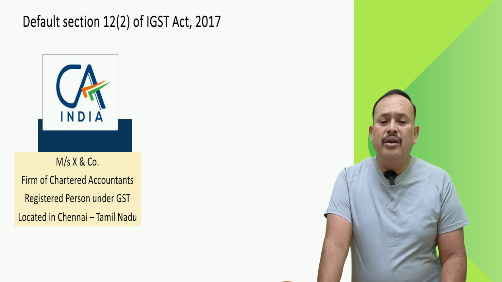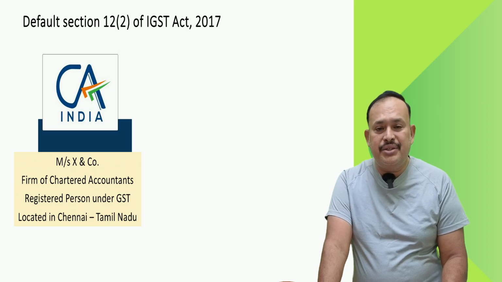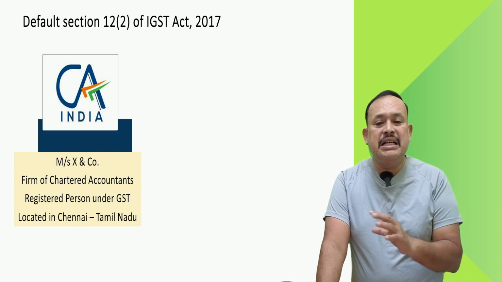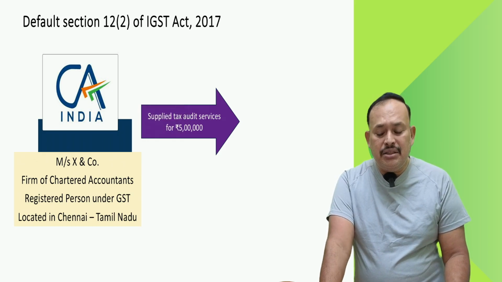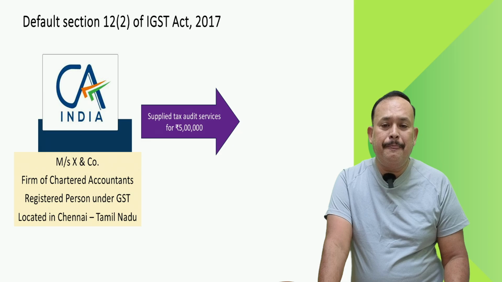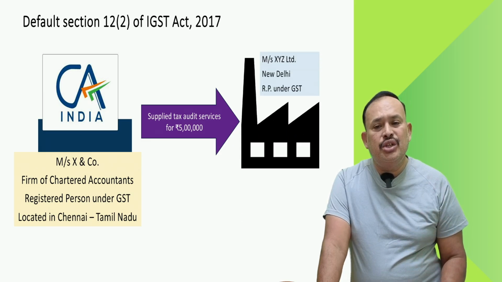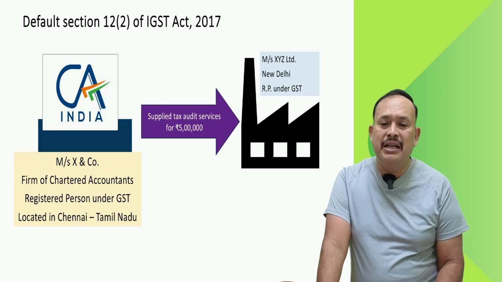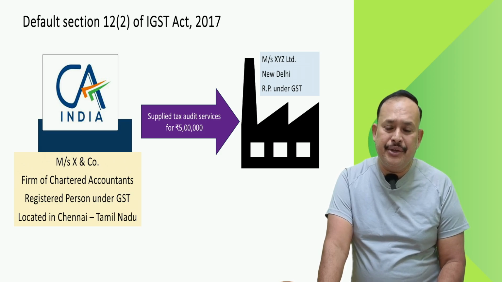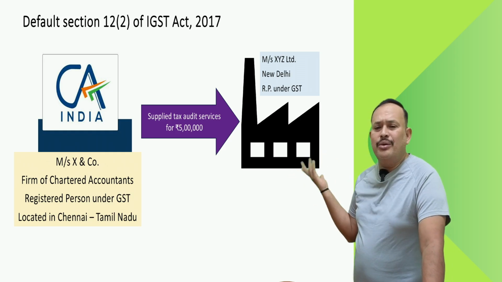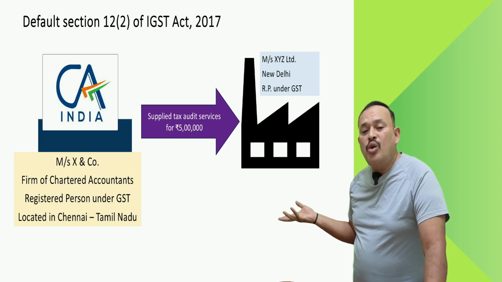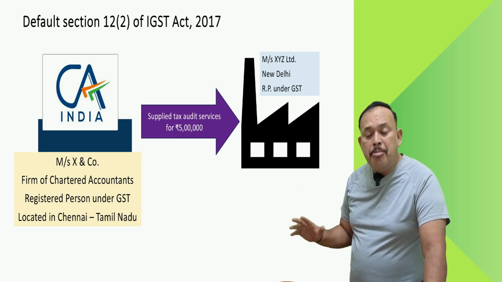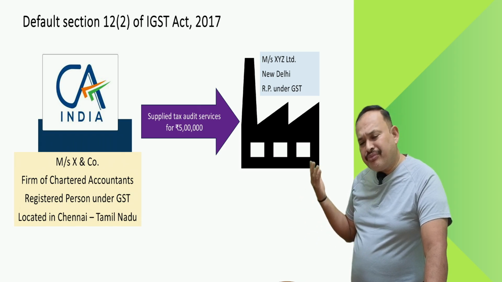X and Company, a firm of chartered accountants, a registered person in GST law, located in Chennai, Tamil Nadu. They provide tax audit services, which they supplied for rupees 5 lakhs to XYZ Limited, Delhi, a registered person under the GST. Now the recipient is a registered person, no doubt. The location of the recipient is the place of supply for the supplier. Then in that case, location of supplier is Chennai, Tamil Nadu. Place of supply is New Delhi.